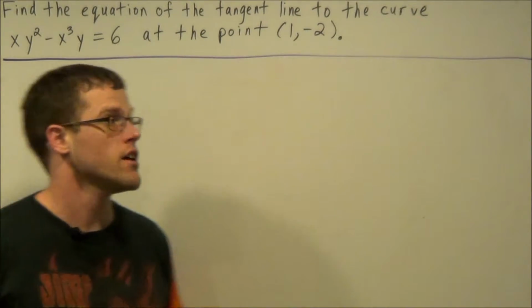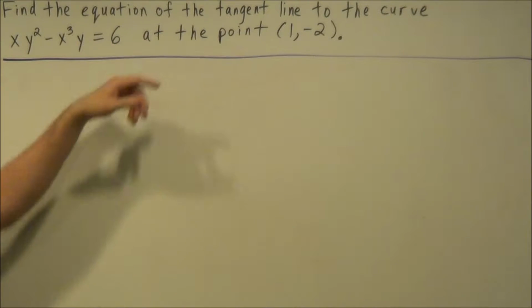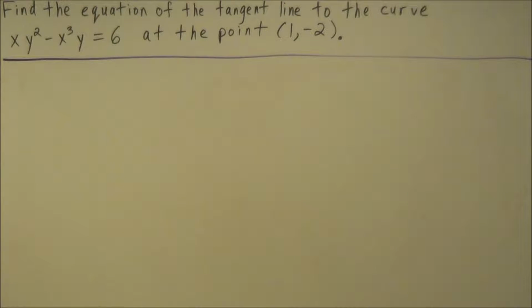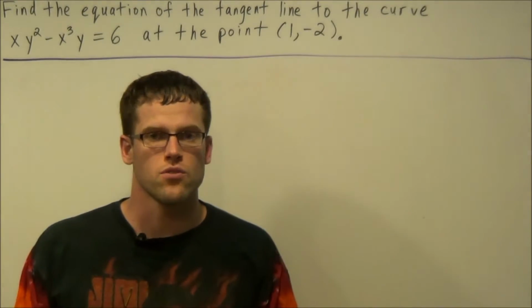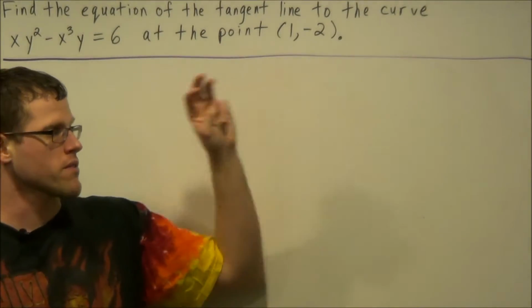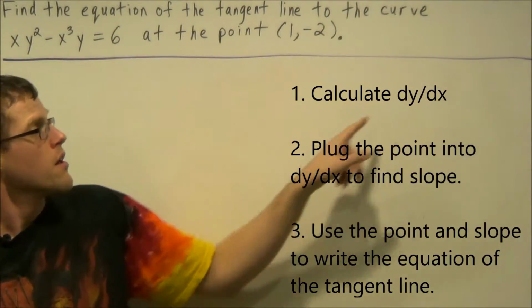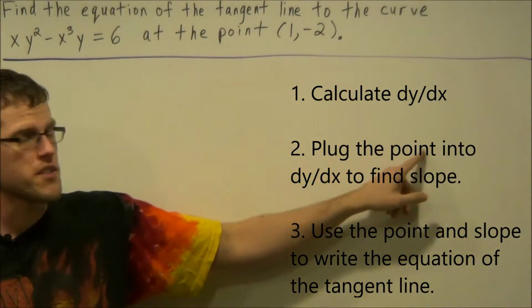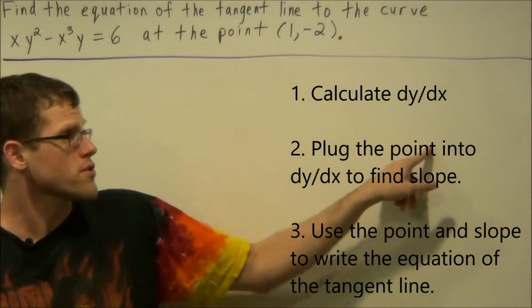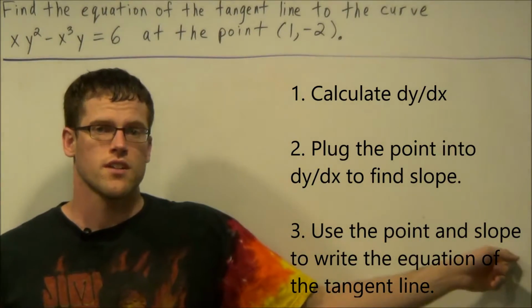Today I want to take a look at using implicit differentiation to write the equation of a tangent line. So we have: find the equation of the tangent line to the curve xy squared minus x to the third y equals 6 at the point (1, -2). To answer this problem, we have to follow three steps. Calculate dy/dx, then plug the point into dy/dx to find the slope, and then use the slope and this point to write the equation of the tangent line.